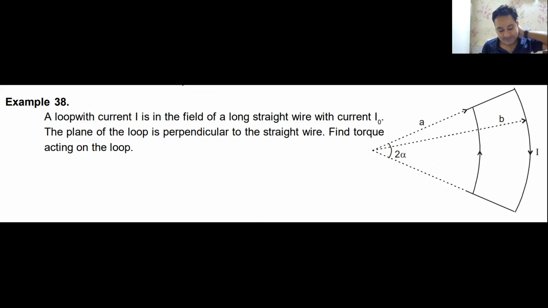A loop with current I is in the field of a uniform straight wire. This is the wire carrying current I naught. The plane of the loop is perpendicular to the straight wire. Find the torque acting on the loop. This is given as a. This radius is given as b. This loop carries a current I. The straight wire carries a current I naught, and 2 alpha is the angle subtended by this loop at the wire. I'll give you 2 minutes to solve this.